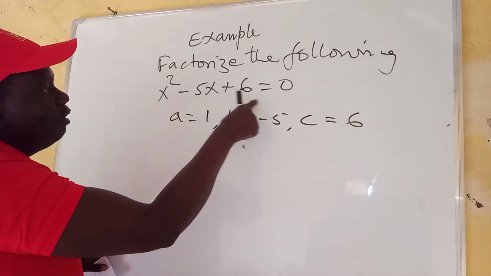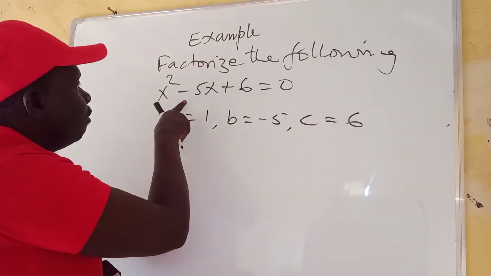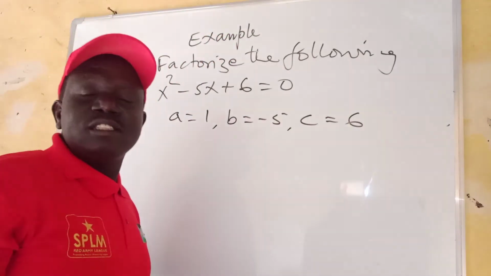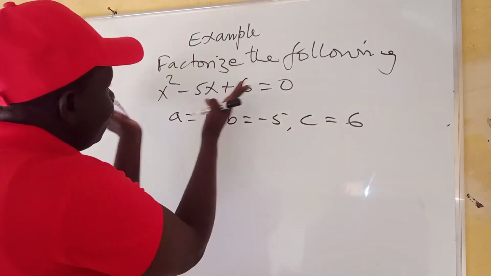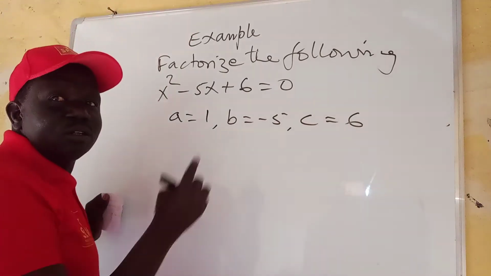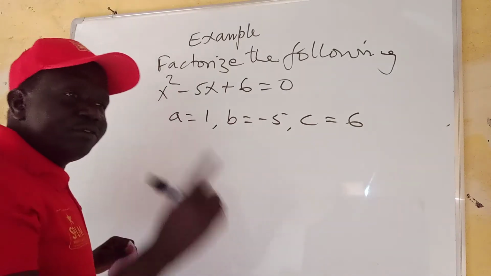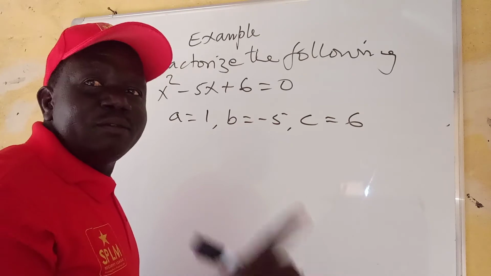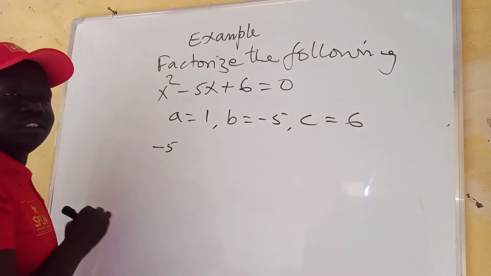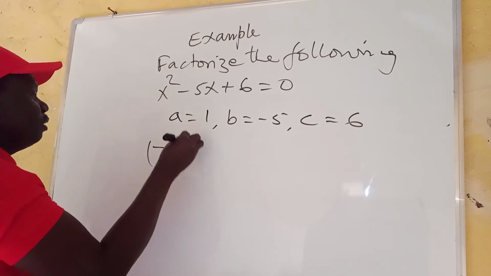Now from this equation, we have three terms. X squared is the first term, minus 5x is the middle term, positive 6 is the last term. So the coefficient of the middle term here is -5. It says identify the coefficient of the middle term, divide it by 2 and then square it. That is what we have to do. -5 is the coefficient of the middle term. We divide it by 2 and square it.